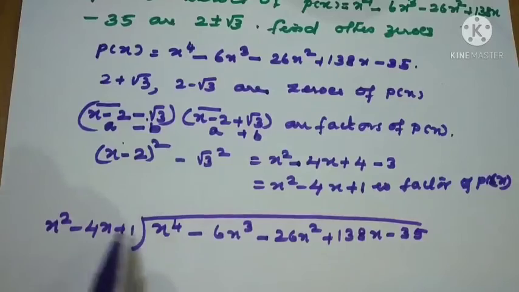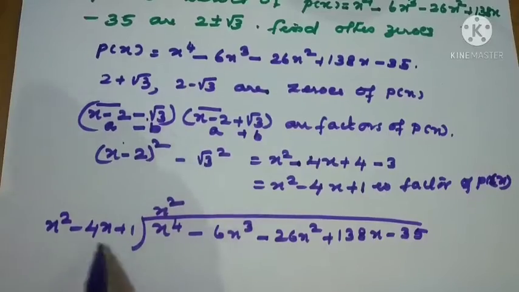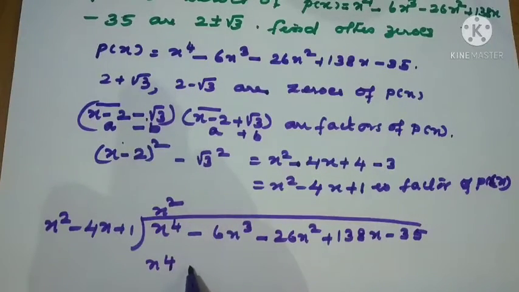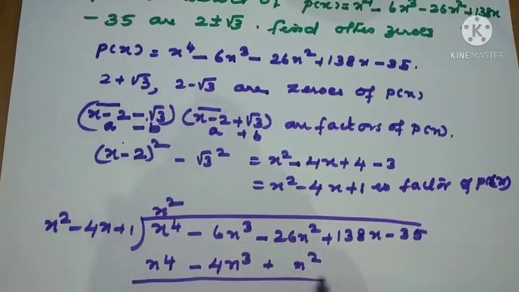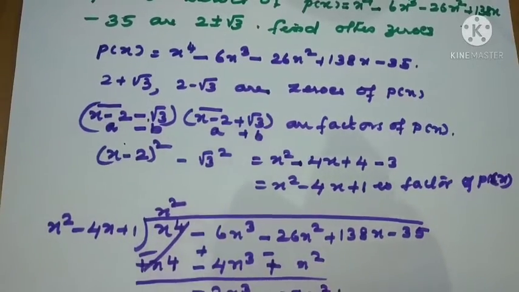So what is the first term? X raised to 4 by x square, it is x square. So x square will write here. Multiply x square into x square, x raised to 4, then x square into minus 4x, that is minus 4x cube, then plus x square. Change your sign. Minus became plus, plus became minus. So minus 6 and plus 4, what is the answer? Minus 2x cube. Again 26x square is also minus, x square also minus, so minus 27x square plus 138x.